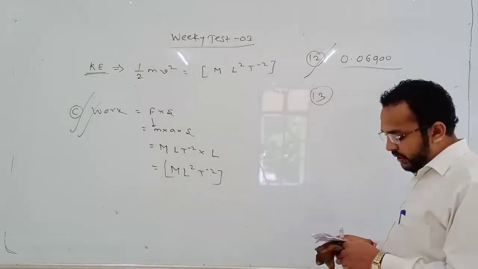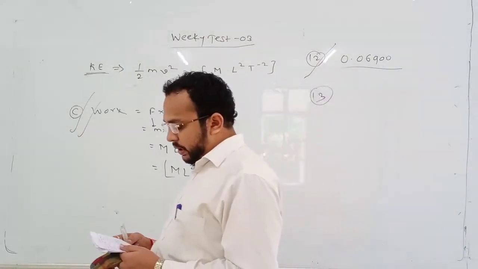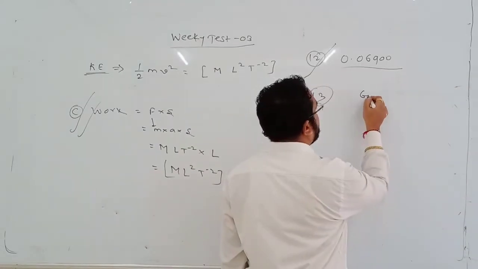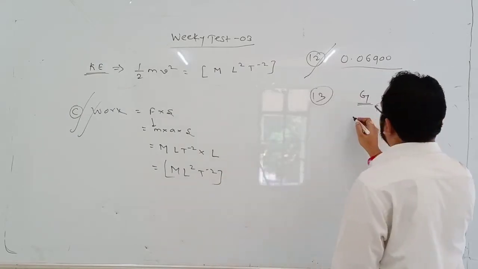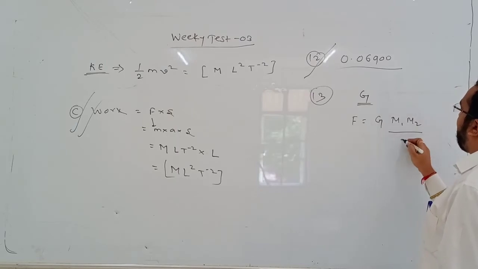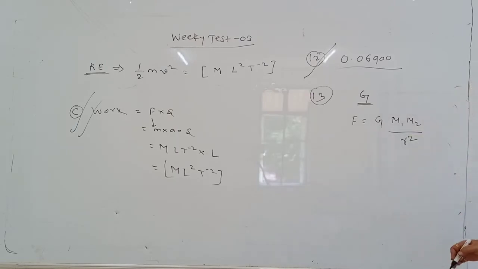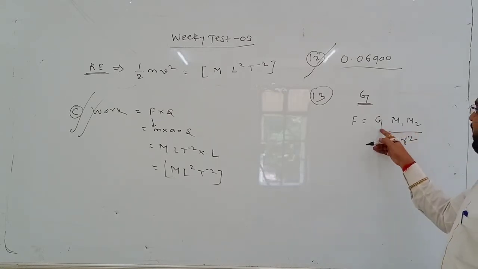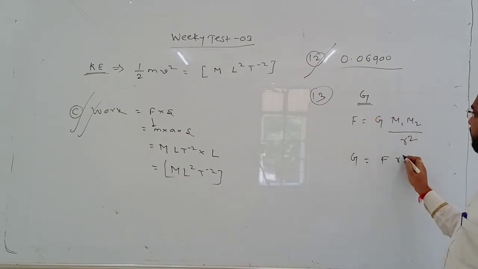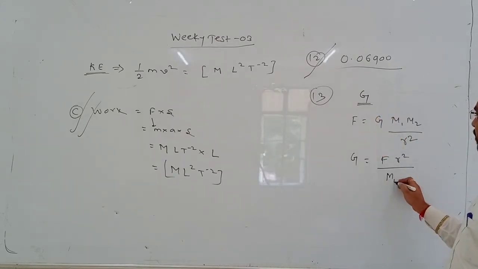What are the dimensions of the gravitational constant G? I have given this as a class work. See, force is equal to G m1 m2 upon r square. You have studied this in 9th or 10th class. State board people studied it in 10th class, and CBSE people studied it in 9th class. If I keep this G here itself, all other terms I will take there: F r square upon m1 m2.